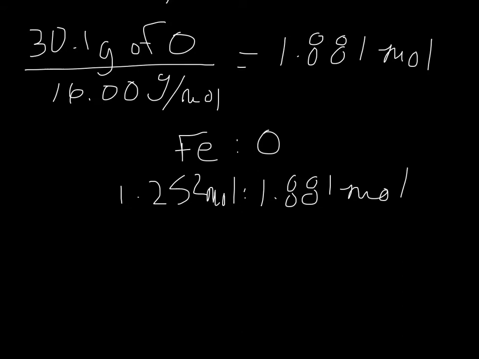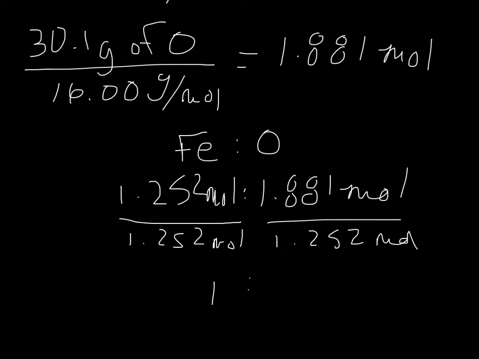What I do now is I take this and use these numbers to figure out the lowest ratio. I look at the two numbers and think which one's my smallest number, and I'm going to divide by the smallest number to reduce to a whole number. So if I divide 1.252 by 1.252, I'm going to get 1. I have to do the same step over here, and I'm going to get 1.5. And that doesn't really work. We can't round up with that.